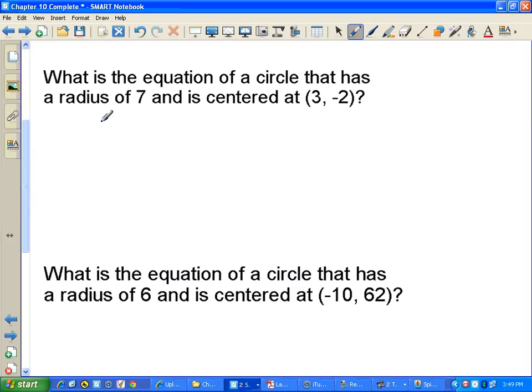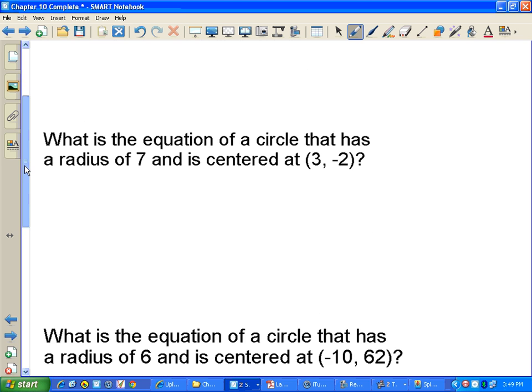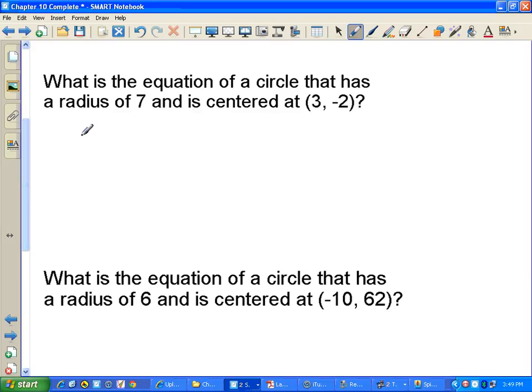So what is the equation of a circle that has a radius of 7 and is centered at 3, -2? Well, what we need to do is take x minus the x coordinate of our center squared plus y minus the y coordinate, so that's negative, which makes it positive. And this should equal our radius squared, so 7 squared, which is 49. This would be the equation of this circle.